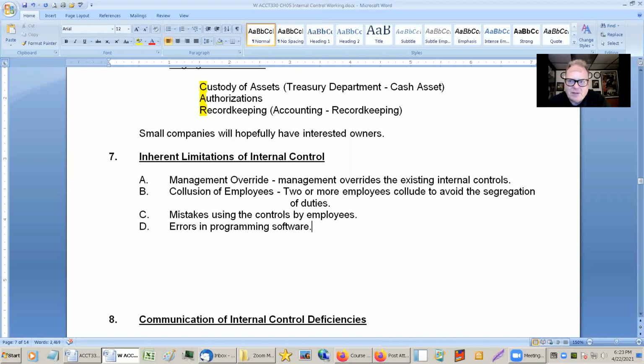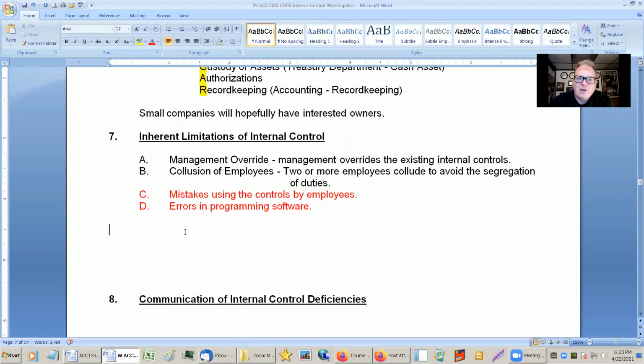That used to be with C, maybe. So these two used to be together. Now they have them separately, which isn't that big a deal. But anyway, so these are limitations. And here's the thing, you cannot eliminate them. You try to mitigate them, you try to make them less likely, but you cannot prevent them 100%. So, okay, question, I think?